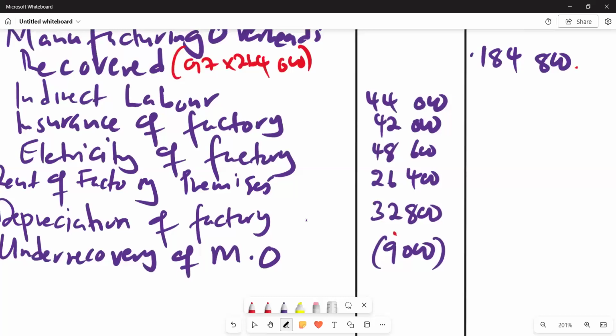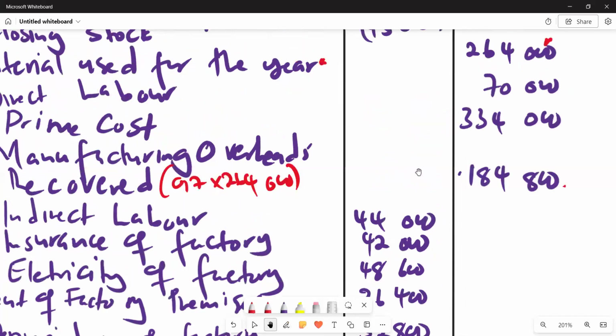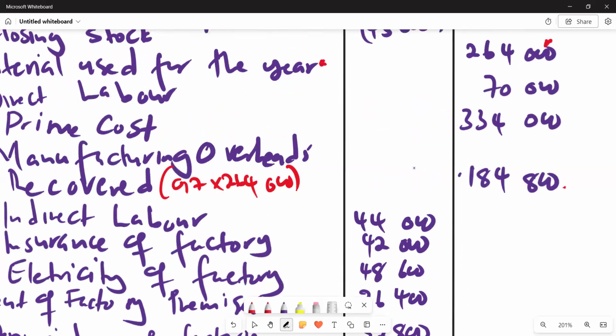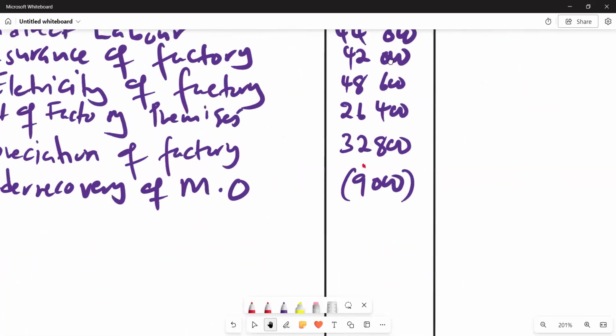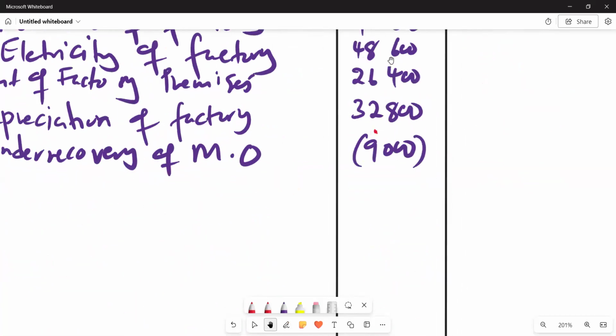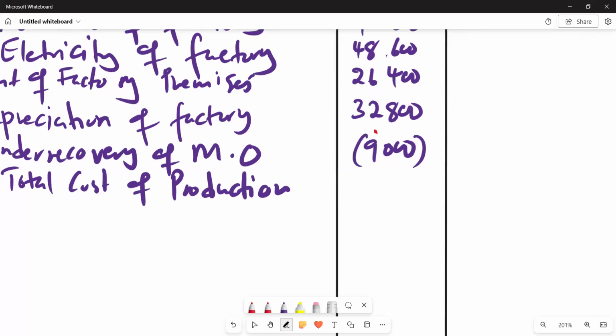Then from there, we can add to get the total cost of production, whereby we are saying the prime cost plus the manufacturing overheads recovered, 334,000 plus 184,800. Then we are going to get your figure for total cost of production here. So the total cost of production that we have there is 518,800.